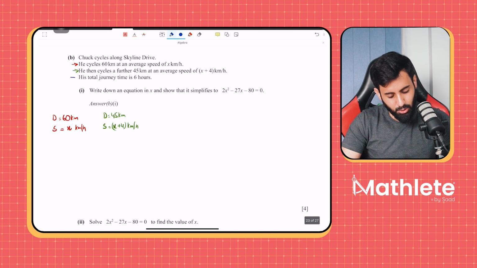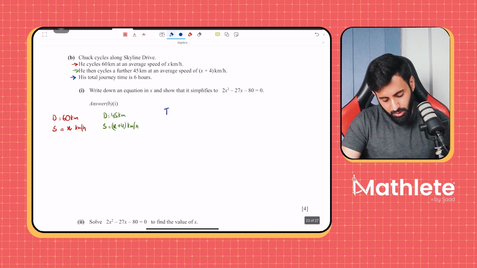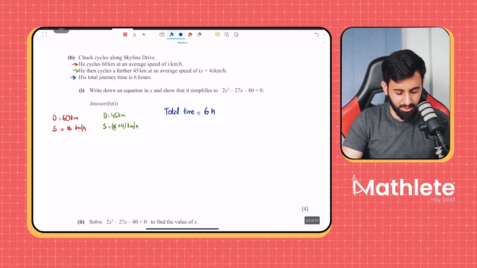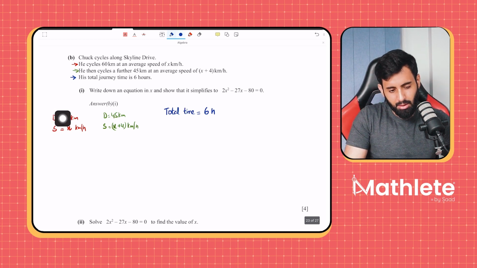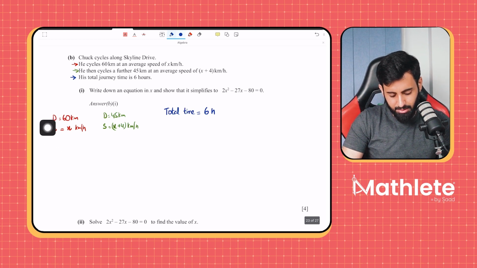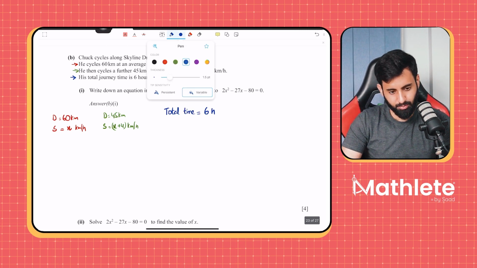We have the total time, which is equal to 6 hours. That means the total time it takes him to complete the journey is 6 hours. Now we've hit a strange situation. We have the distance, we have the speed, but the information that's given to us is time. So what do I do?